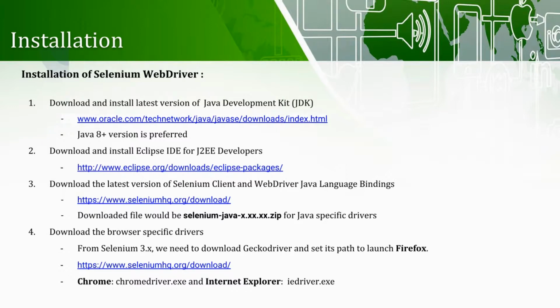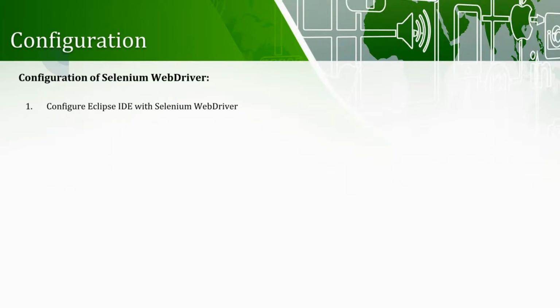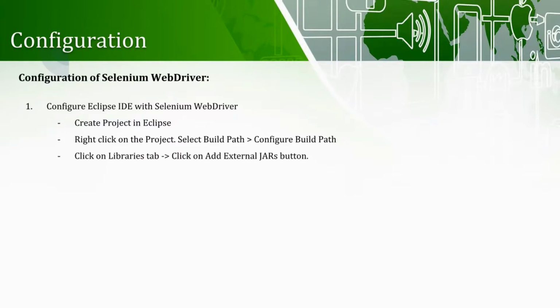We are done with the installation of Selenium WebDriver. Let's see the configuration of Selenium WebDriver. For that, first we need to configure Eclipse IDE with Selenium WebDriver. In this, we will create a project, then we will navigate to the build path, where we are going to configure the build path by adding external jar files. Basically, we are adding libraries or Selenium jar files to our project. So let's add the jar files to Eclipse.